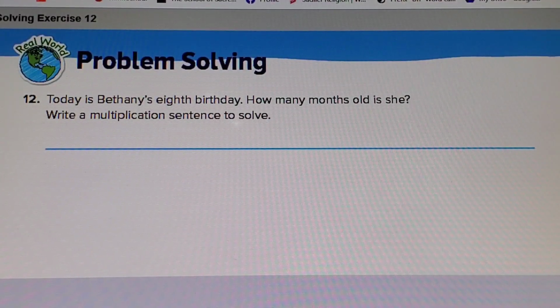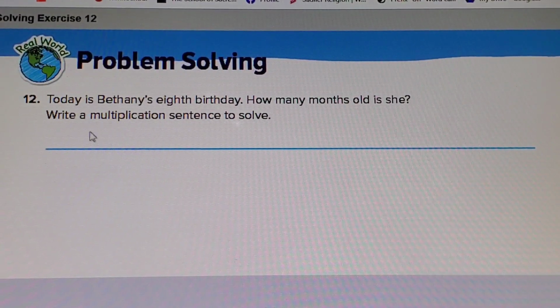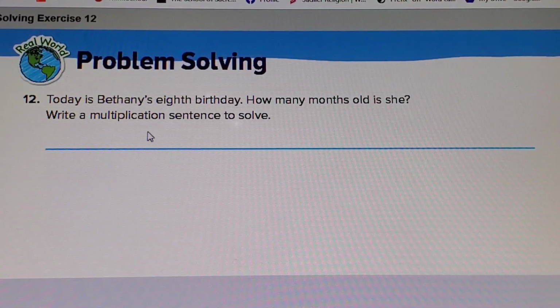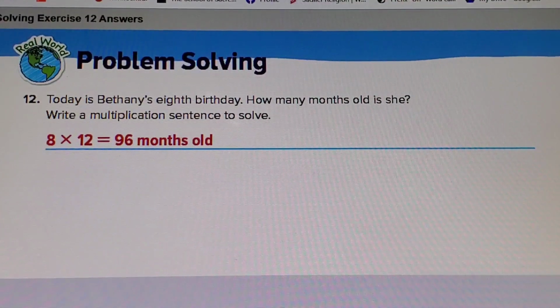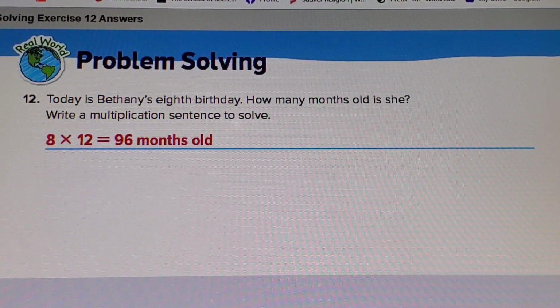Problem solving number 12. Today is Bethany's 8th birthday. How many months old is she? Write a multiplication sentence to solve. Well, today she's 8, so you're going to put 8 times, now how many months in a year? Right, 12. So 8 times 12 equals unknown. And see if you can figure out 8 times 12. 8 times 12 is 96 months old.